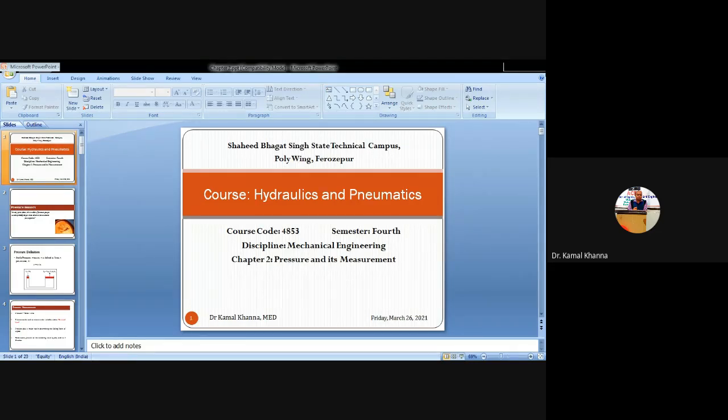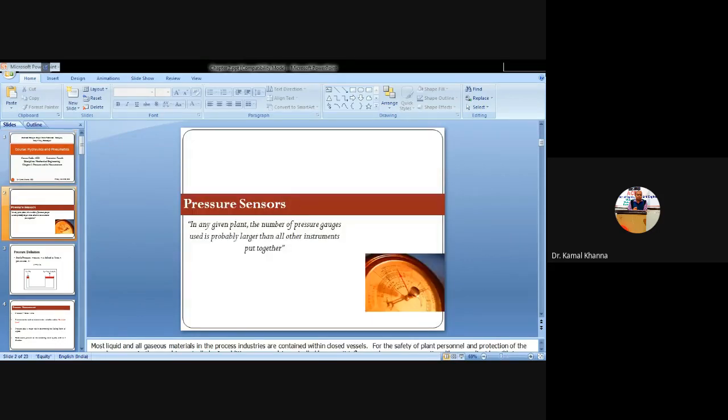So first, we always know that in any industrial plant, many kinds of machines or instruments are installed in the larger plant of an industrial unit. So in any given plant the number of pressure gauges used is probably larger than the other instruments put together. So the number of instruments or machines used in the industrial plant is less compared to the pressure sensors installed.